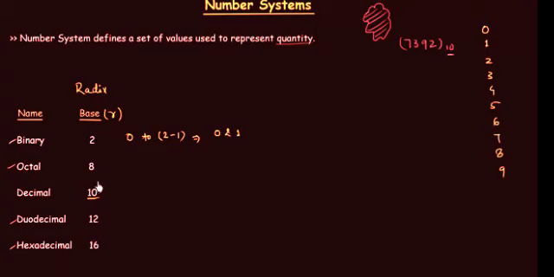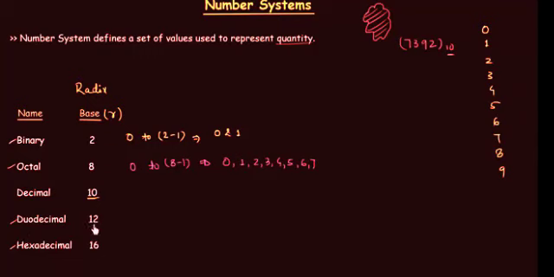In case of octal, the base is 8, so we definitely have 8 distinct digits, and they are from 0 to 8 minus 1. This gives us 0, 1, 2, 3, 4, 5, 6 and 7. So these are the digits in the octal number system. For decimal, we have already seen 0 to 9, 10 distinct digits.